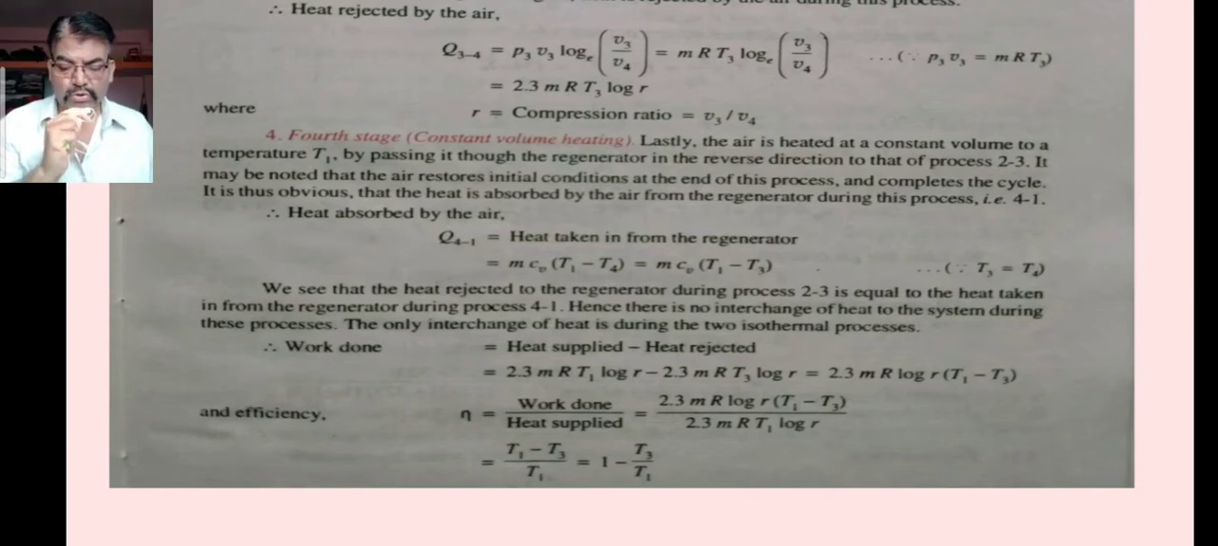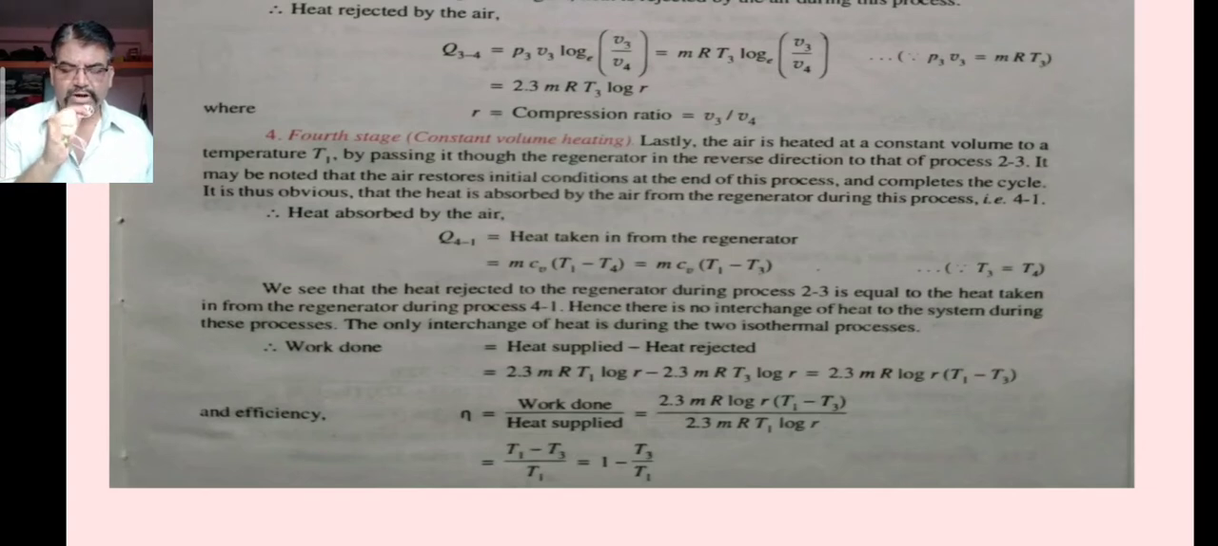Therefore the work done, we know, is heat supplied minus heat rejected. Therefore we can write the equation. So we are able to get 2.3 mR log r (T1 minus T3). Therefore, what is our interest? How do we find the efficiency of that cycle?